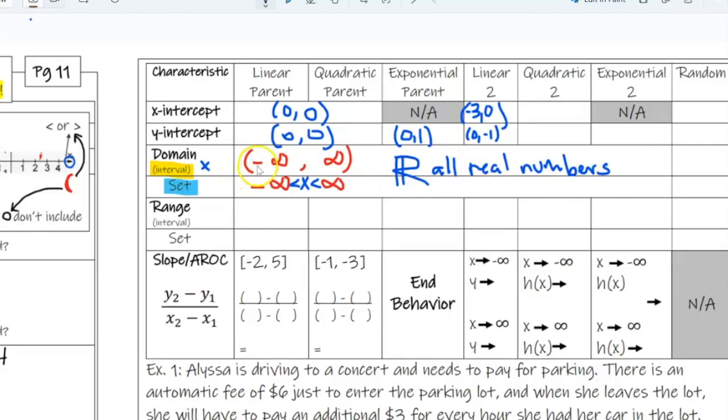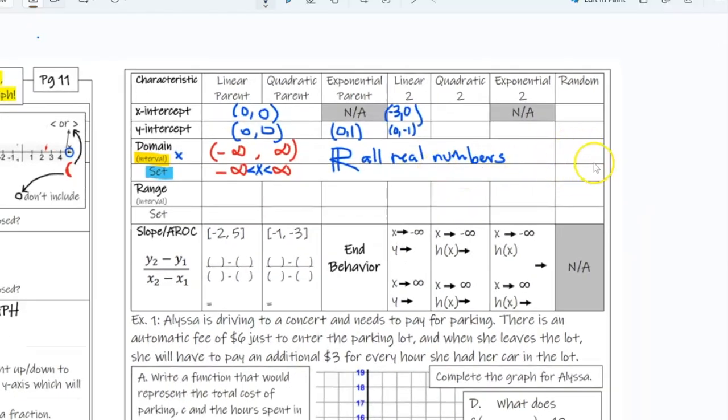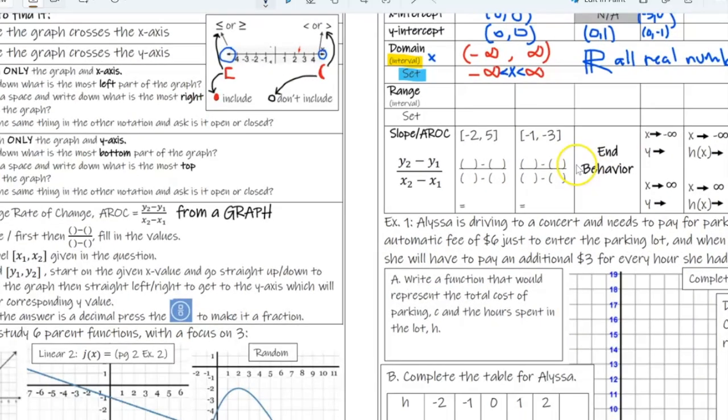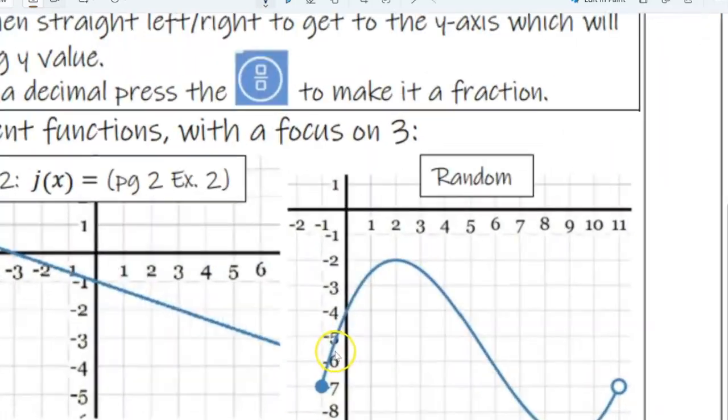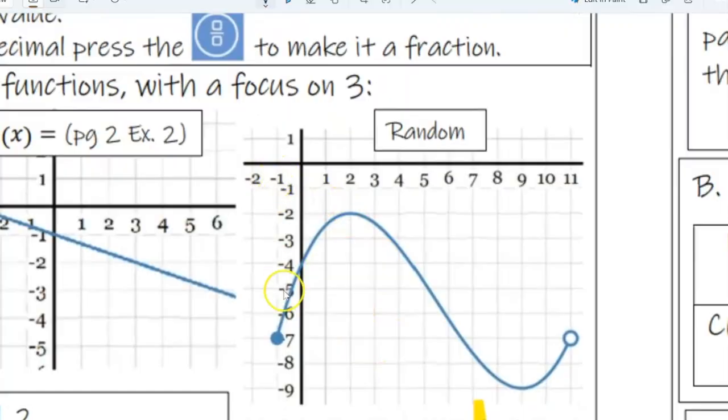So it's another way of representing negative infinity to infinity, all real numbers. So there's only really one that you're going to find, which is the random one. And keep in mind for the random one, domain is from the left, right? From the left all the way to the right.